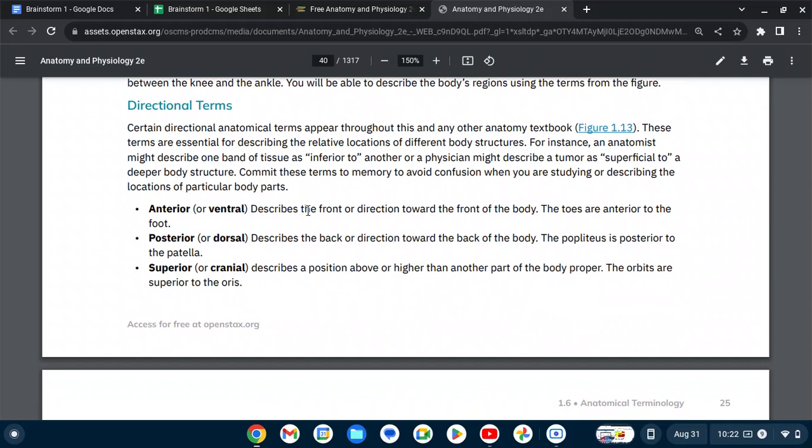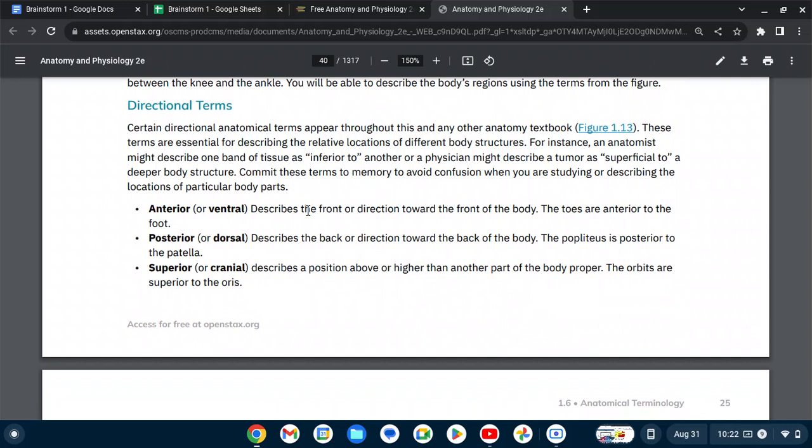For instance, an anatomist might describe one band of tissue as inferior to another, or a physician might describe a tumor as superficial to a deeper body structure. Commit these terms to memory to avoid confusion when you are studying or describing locations of particular body parts. Anterior describes the front or direction toward the front of the body. The toes are anterior to the foot. Posterior describes the back or direction toward the back of the body. The popliteus is posterior to the patella.